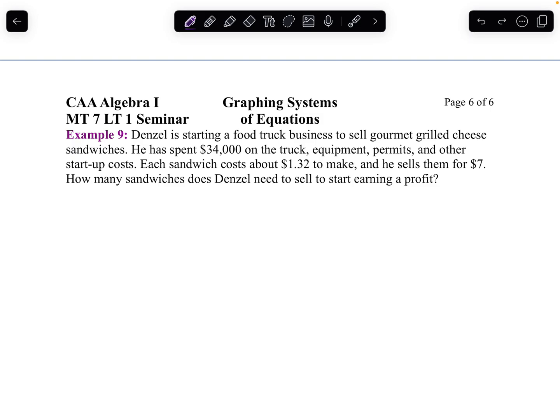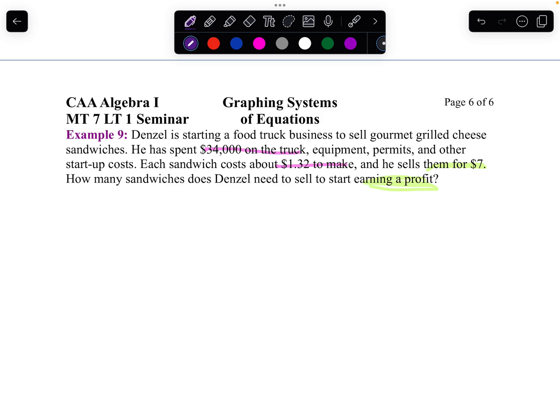So if we read through this, Denzel's starting a food truck business to sell gourmet grilled cheese. He's got to spend $34,000 on his truck. So that's what he's spending, okay? Equipment, permits, and other startup costs. It's also going to cost him $1.32 each to make a sandwich. But then he's going to turn around and sell the sandwiches for $7 each. So I want to know how many sandwiches does he need to sell to earn a profit?